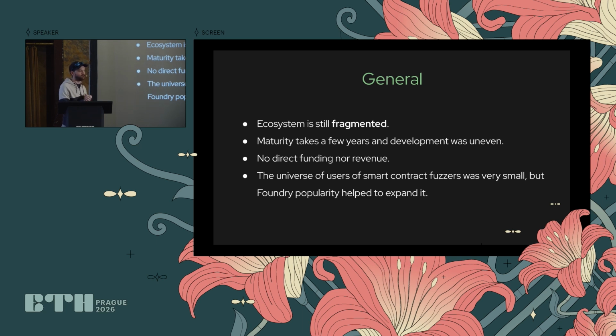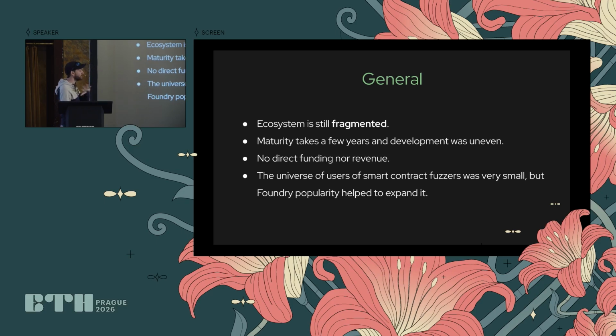I support having multiple fuzzers just because every tool has a bias. Every tool that you test will first try a certain type of inputs and then another one. So if you try different tools, you can cover more ground, right? So I support having different tools, but the ecosystem is still fragmented. Maturity takes a few years, and development is uneven. I hope with AI agents we can speed things up, but with AI agents we cannot speed up iterating on user experience. We need the real user to test, and then we can iterate.